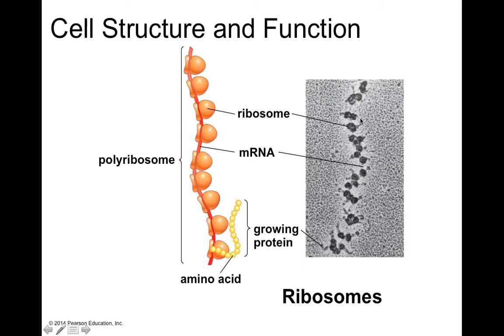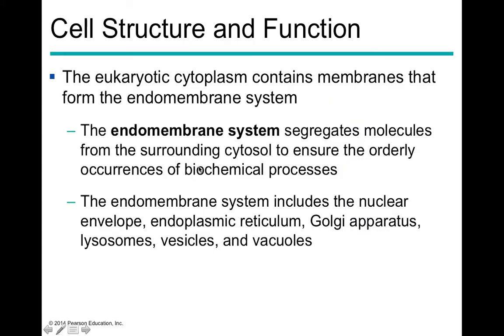If you look at it under a transmission electron microscope, the ribosomes have a small and a large subunit, and the proteins that are dangling off of that, each one of them, as it's getting further along the chain, is getting a longer and longer polypeptide that's growing.